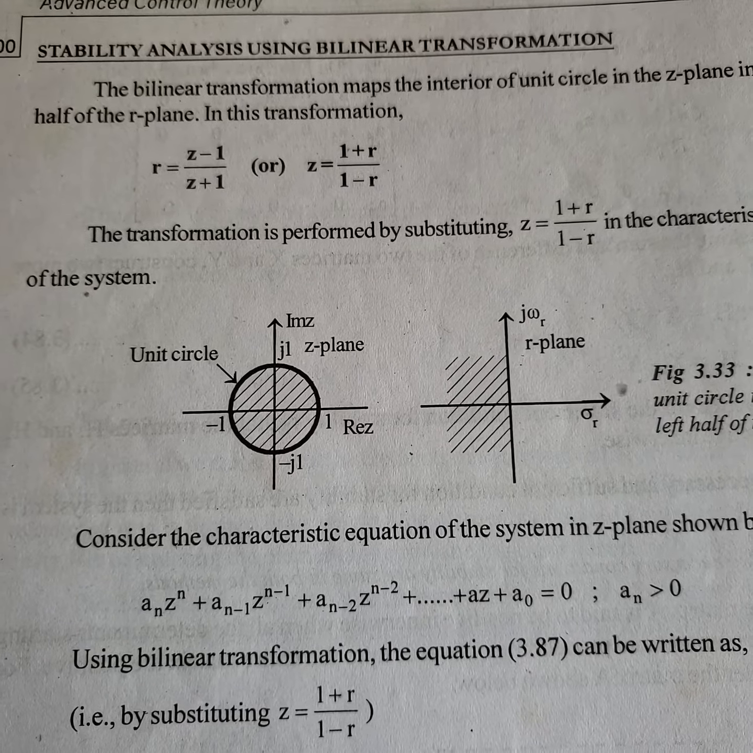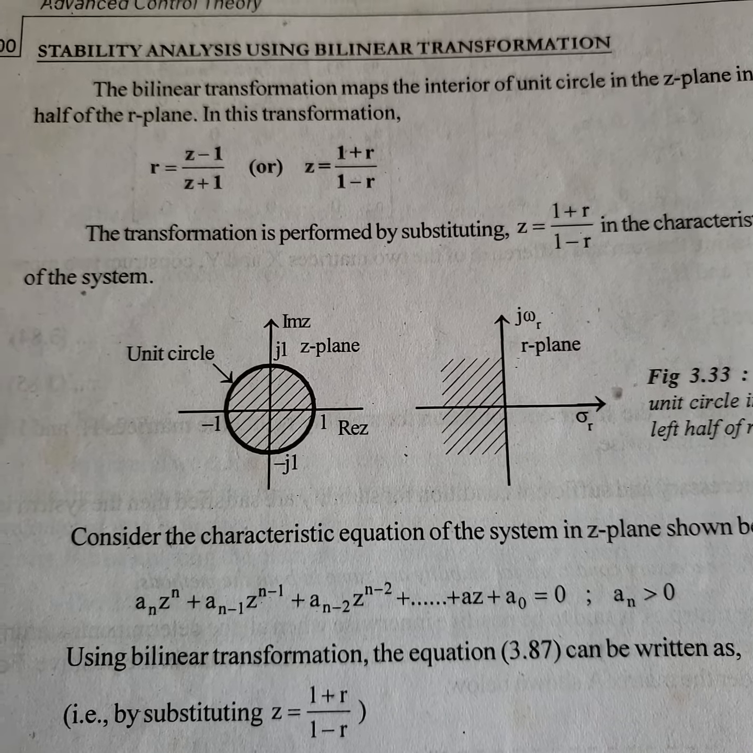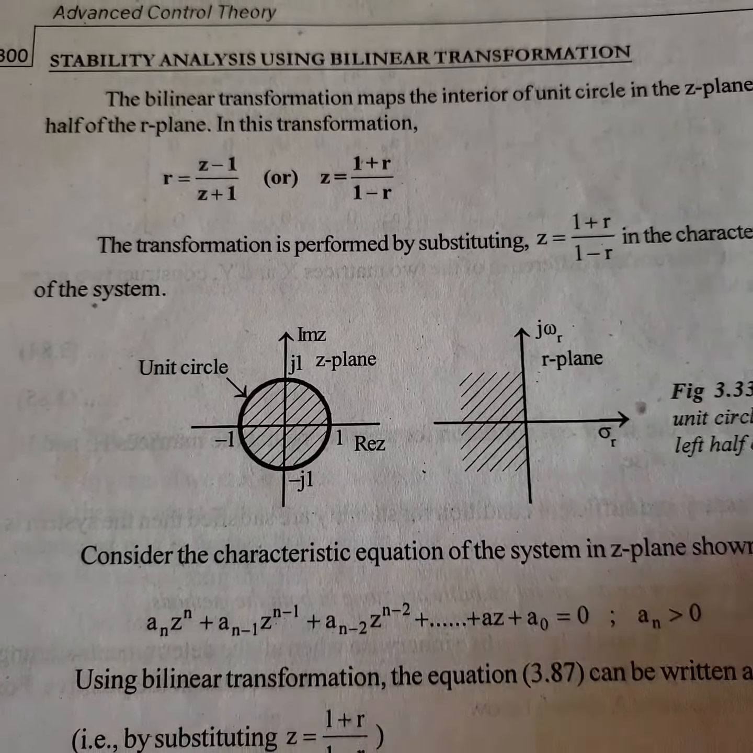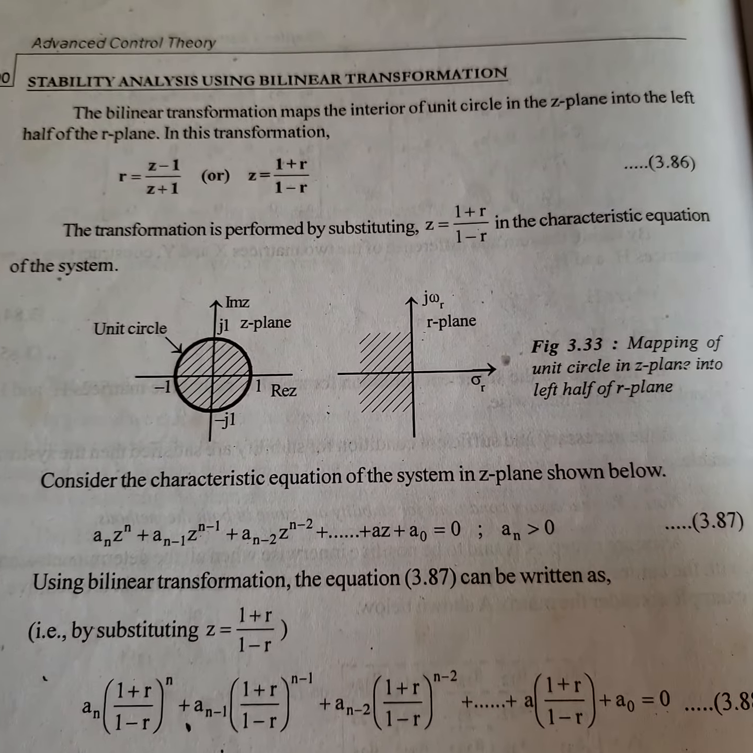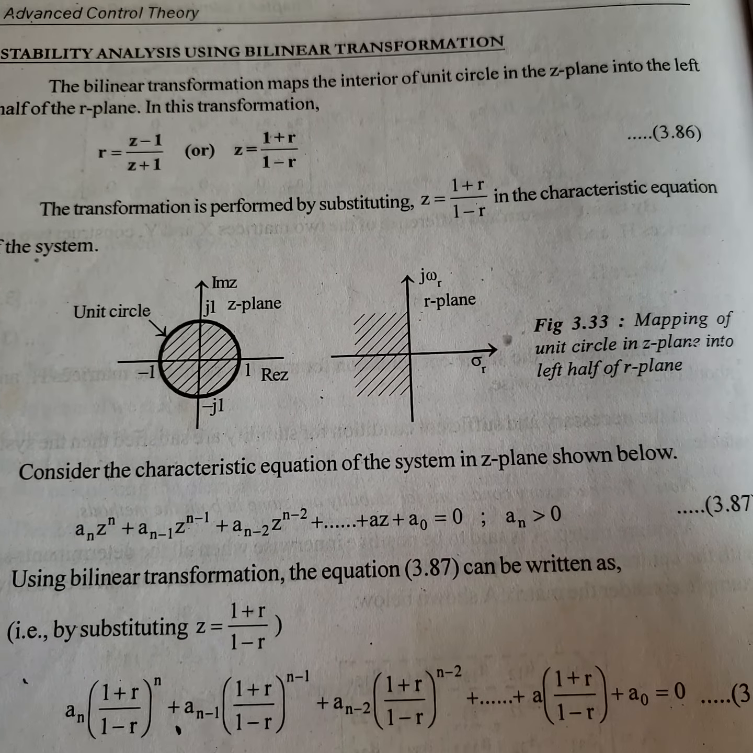Today we are going to analyze the stability using bilinear transformation. So bilinear transformation, the transformation is performed by substituting z equal to (1 + r)/(1 - r) in the characteristic equation of the system.